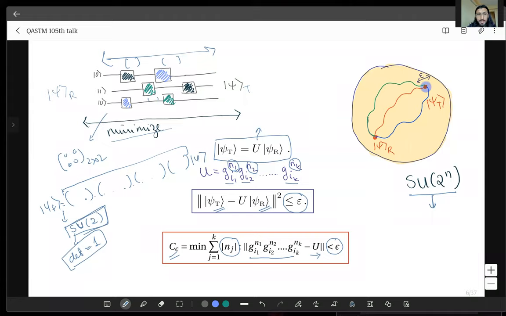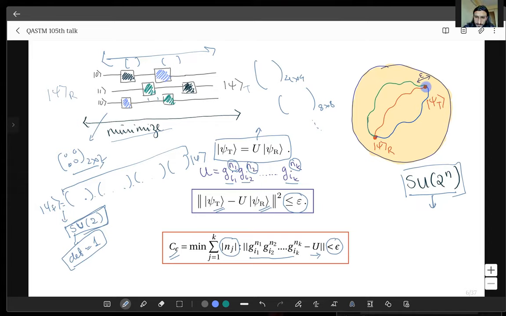If it's 2x2 for one qubit, then for two qubits it'll be 4x4, for three qubits it'll be 8x8, and so on. So when you have n qubits, the task of finding the minimum circuit is turned into finding the geodesic in this SU(2^n) manifold, the shortest path to reach that.